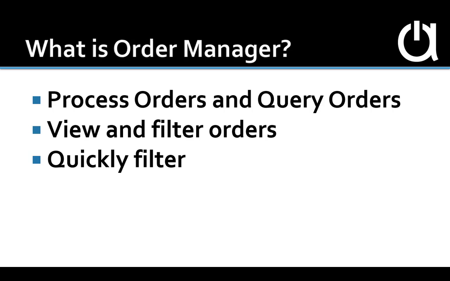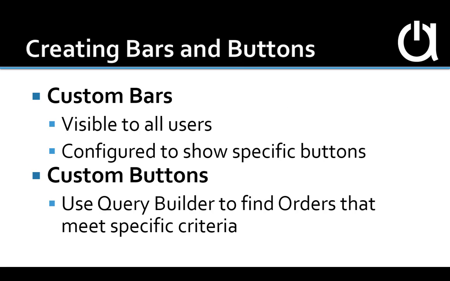With the Order Manager, you're able to set up bars and buttons, which show you a list of orders that have already been filtered. This will give you the ability to quickly and repeatedly find and work with the orders that meet a certain criteria. And the Order Manager also allows you to apply quick filters to some of the pre-set up buttons so that you can be flexible with your order queries and actions.